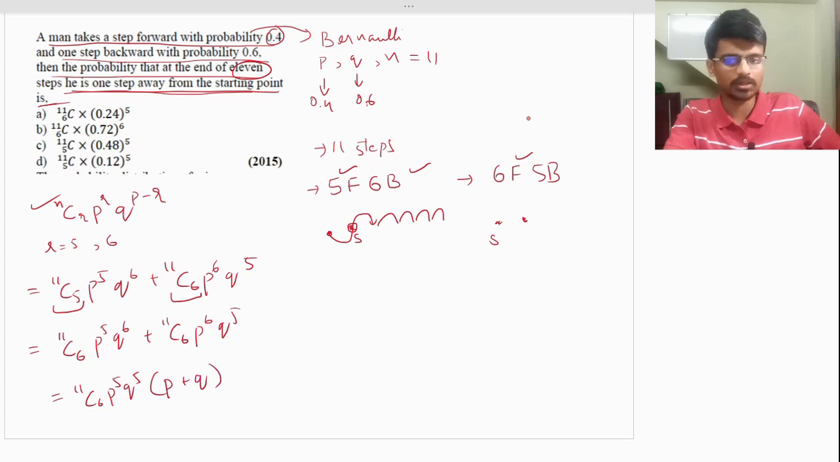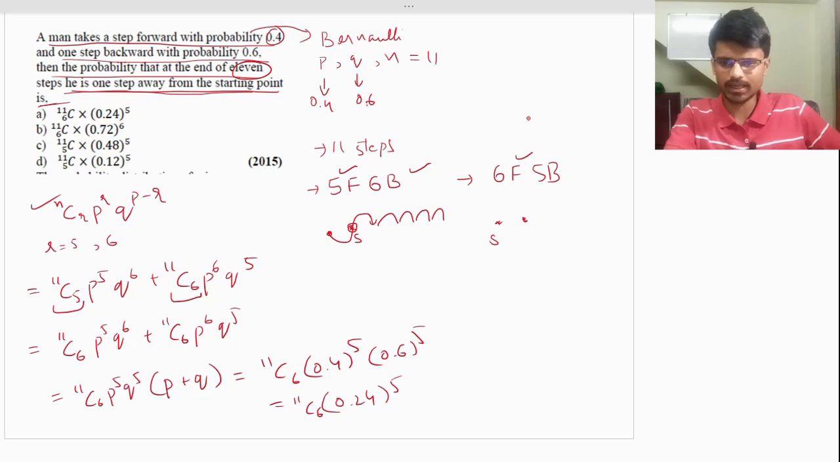What is p plus q? p plus q is 1. So 11C6, what is my p? 0.4. What is my q? 0.6. On multiplying, what do I get? 0.24, right? This is how you can solve this question. So this is an easy question, and the correct answer is option A.